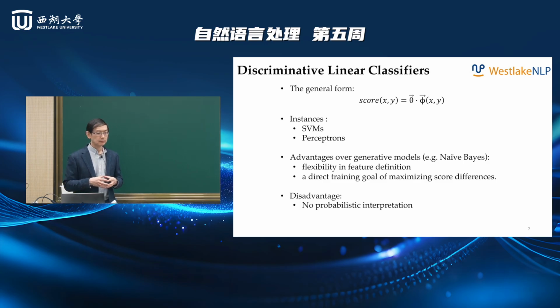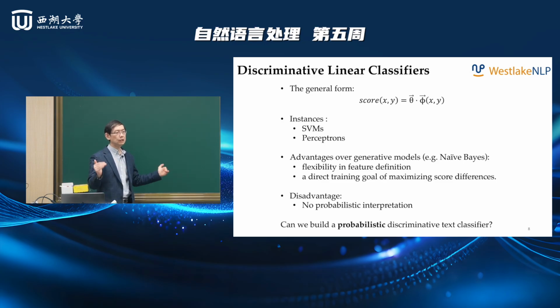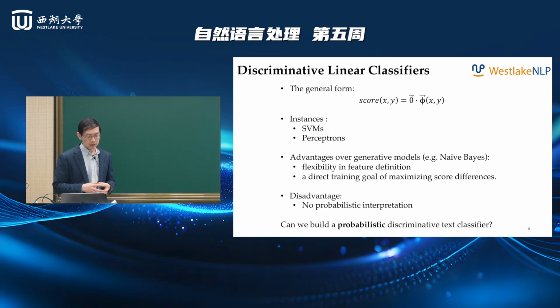So the idea is, can we build a probabilistic discriminative model that allows us to use features, feature dot parameter, to calculate scores, and then the score becomes a probability? That's the question. That's what we want. So how can we do that?